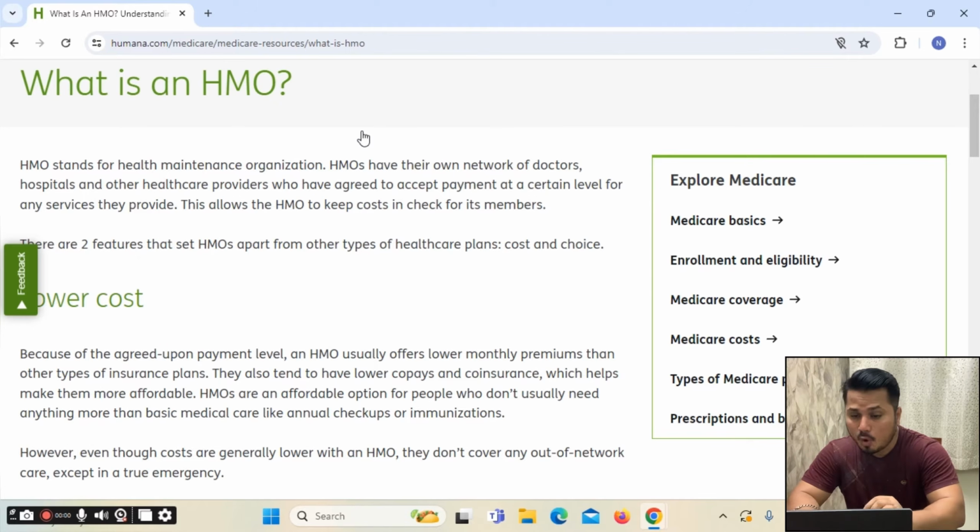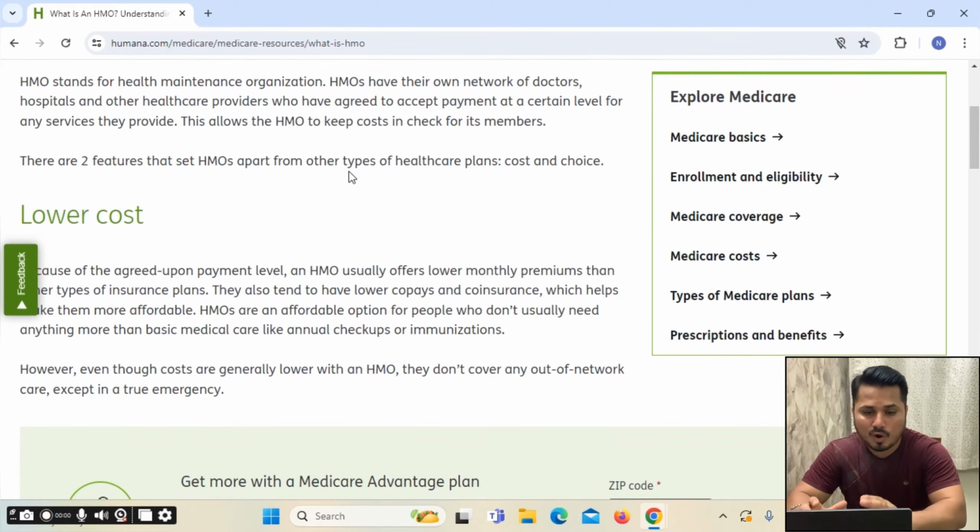HMOs have their own network of doctors, hospitals, and other healthcare providers who have agreed to accept payment at a certain level for any services they provide. This allows the HMO to keep costs in check for its members. There are two features that set HMO plans apart from other types of healthcare plans: cost and choice.